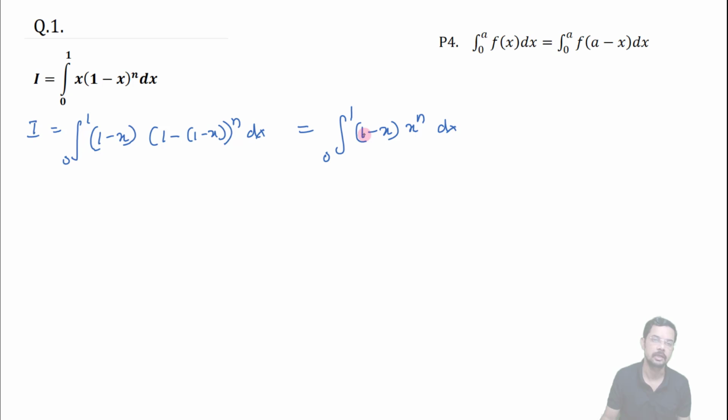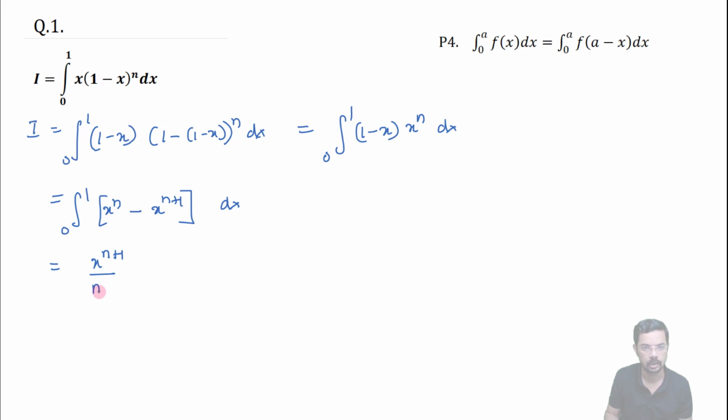So this can be multiplied inside to get the integral from 0 to 1 of x raised to n minus x raised to n plus 1, which can be easily integrated. The integral of x raised to n is x raised to n plus 1 divided by n plus 1, and the integral of x raised to n plus 1 will be x raised to n plus 2 divided by n plus 2. And the limits of integration shall be placed here.